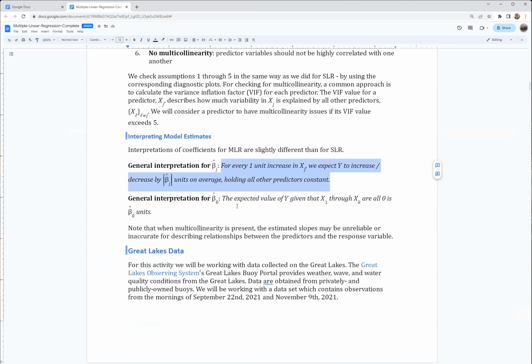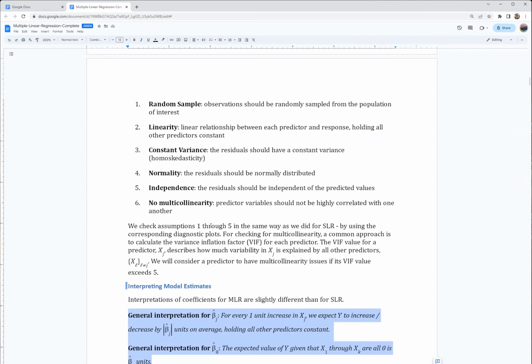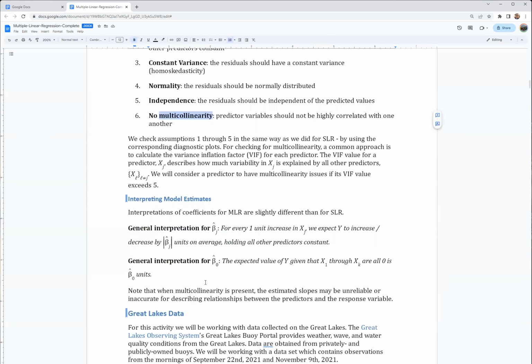The estimated intercept is, again, similar to simple linear regression, but a little different now. Instead of just the expected value of y given that x is 0, now it's the expected value of y given that all the x's are equal to 0. So pretty similar. And again, I want to emphasize these interpretations are only valid if these assumptions are met, all of them, especially multicollinearity.